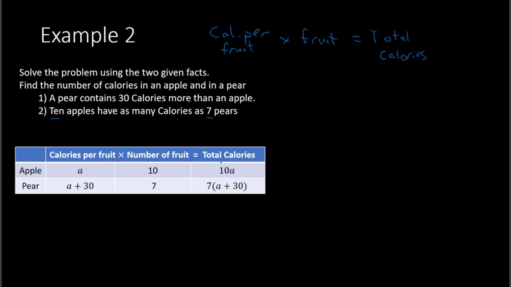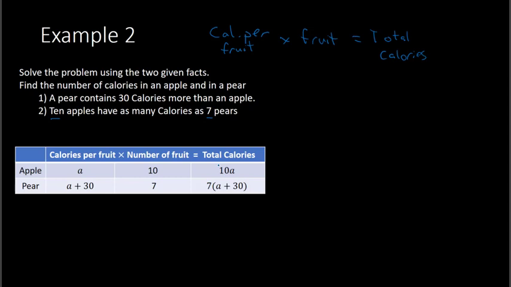And then the total calories we find by taking the number of fruit times the calories per fruit. So the total calories for apples would be A times 10, or 10 times A, which can be written as 10A. And then for the pear, you have A plus 30 times 7, or 7 times A plus 30. Alright, so this would be your table, where we have everything filled in.